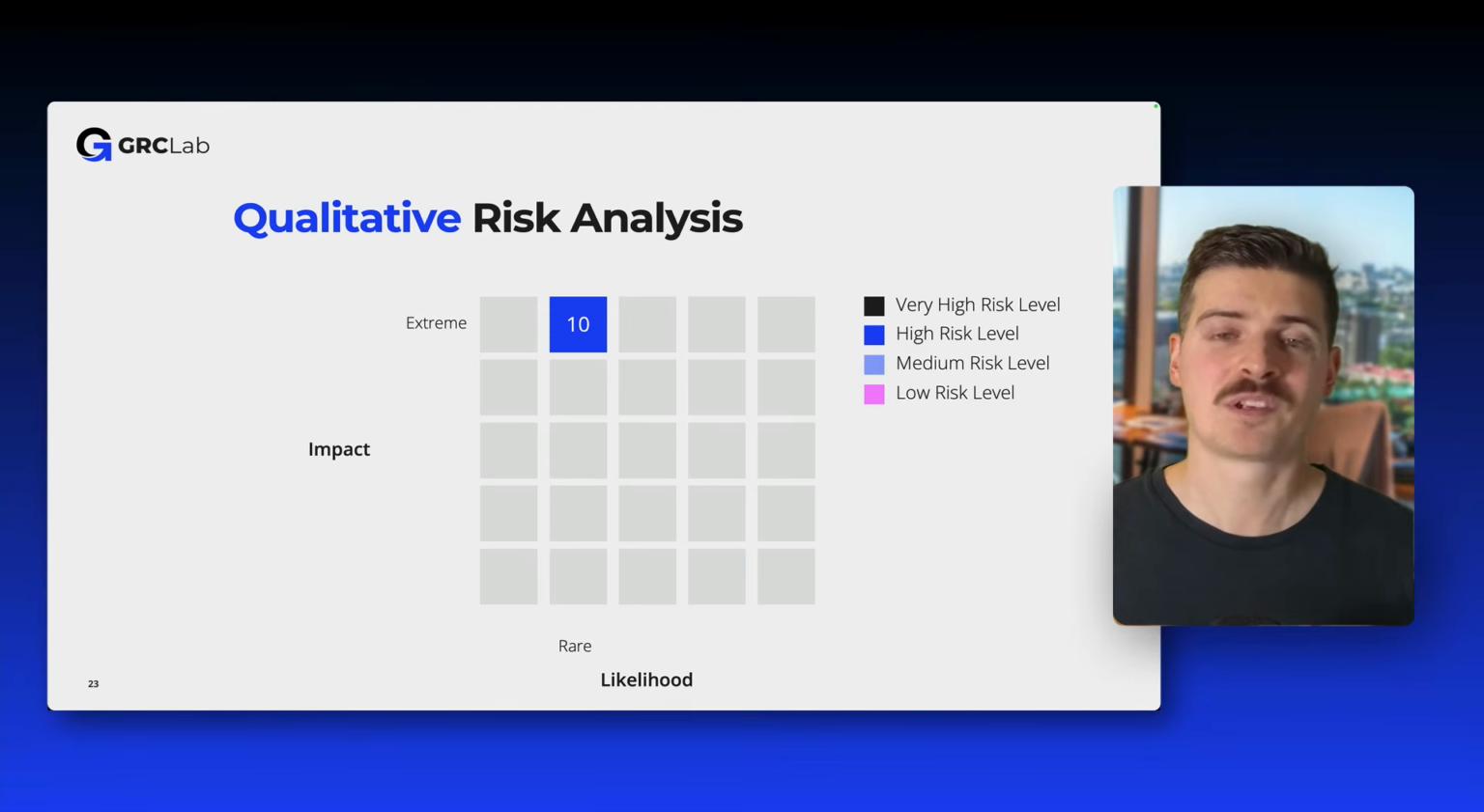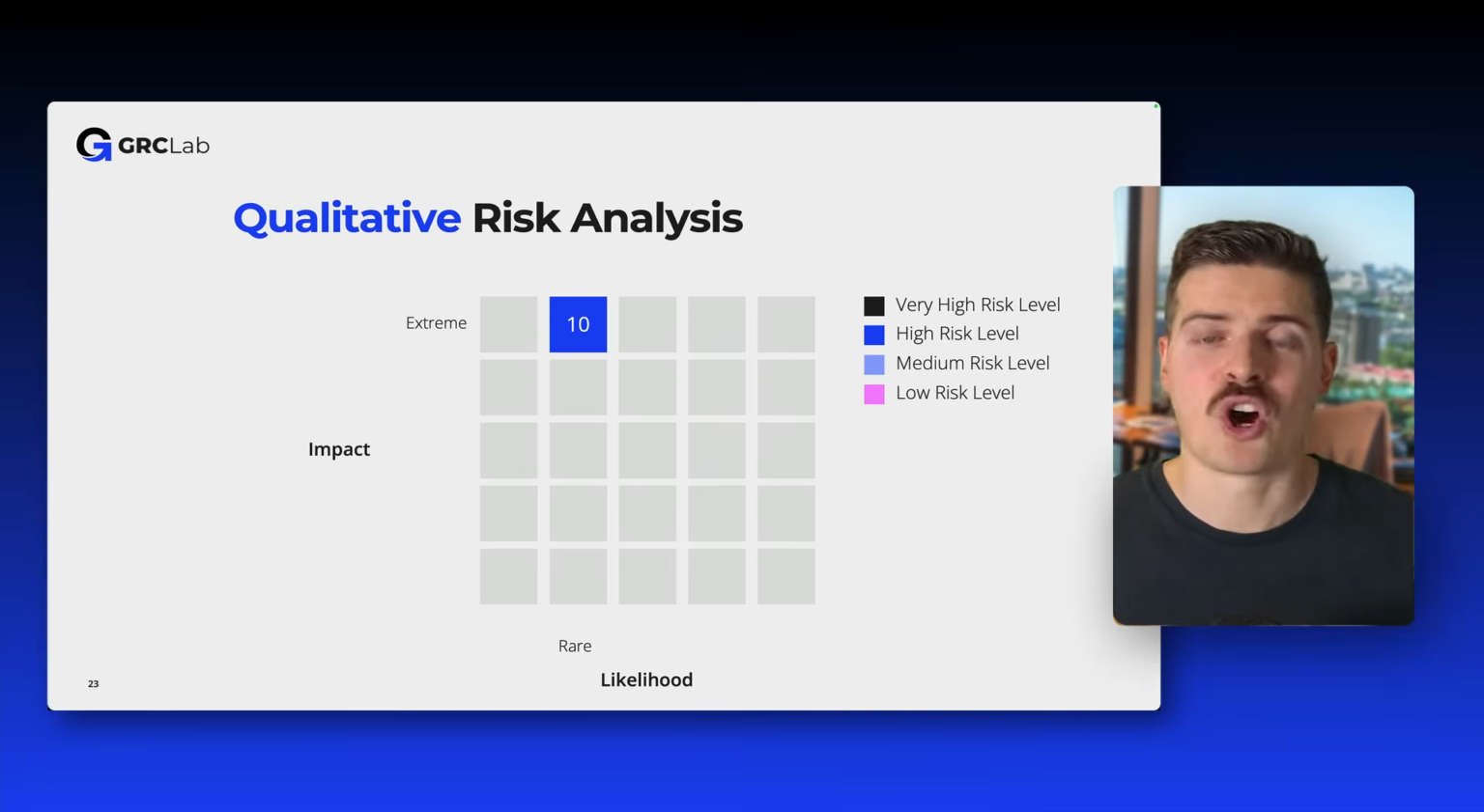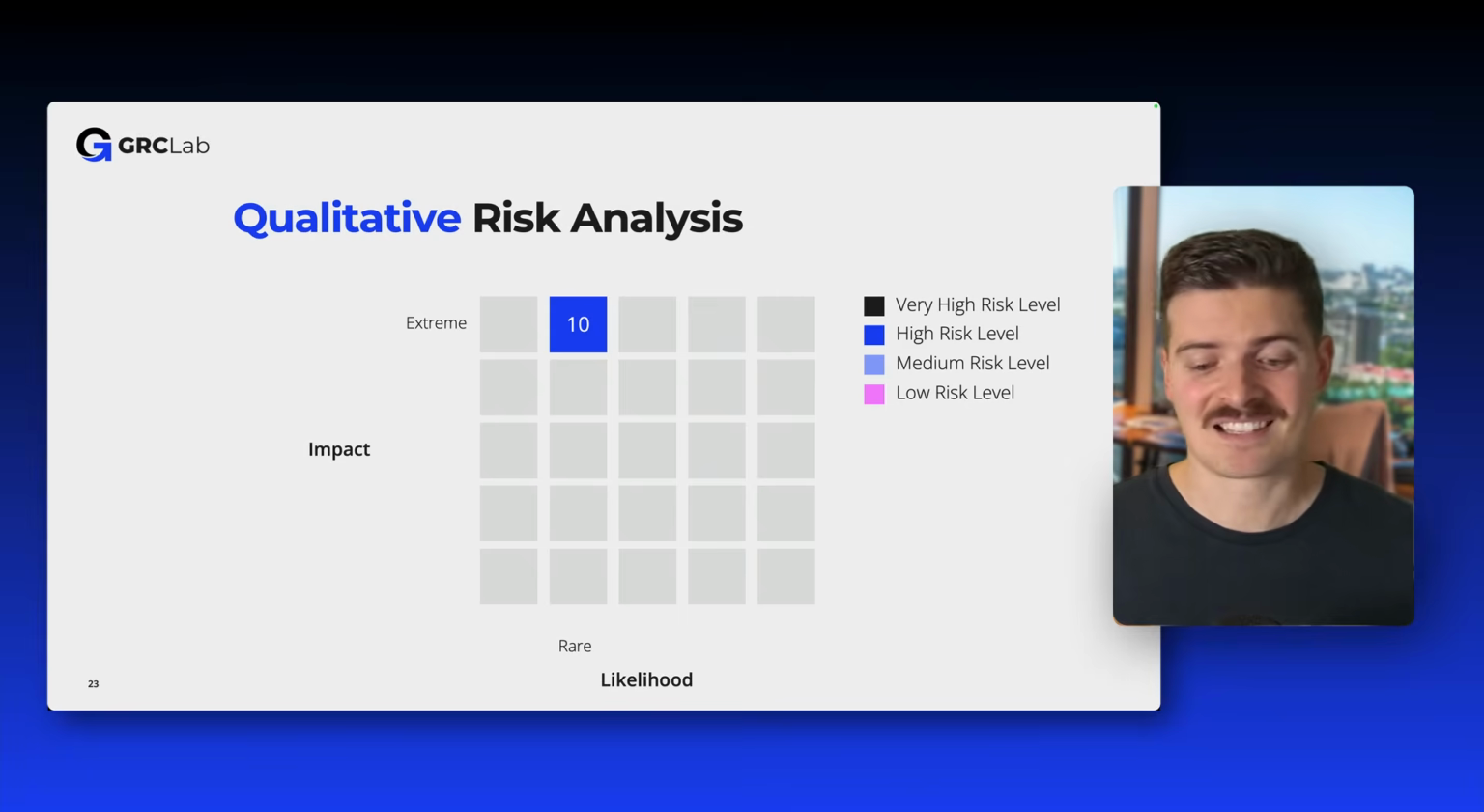Here in this example, we say that the impact is extreme. I mean, of course, if the data center was gone, then that's obviously a big issue. And the likelihood is rare. I mean, that's probably debatable.